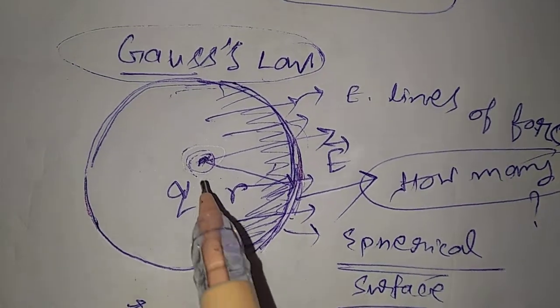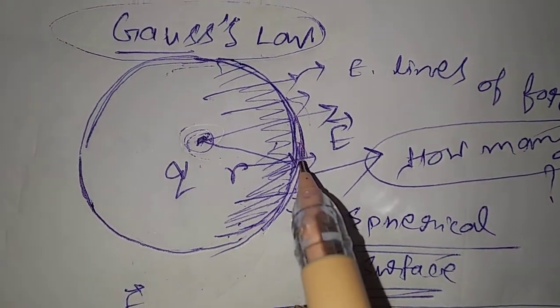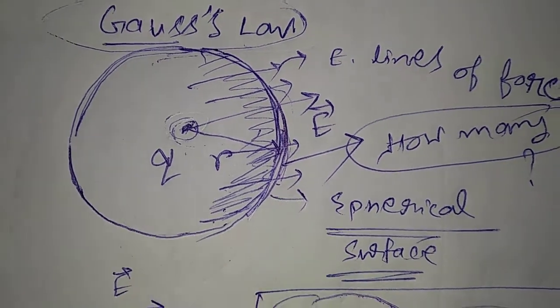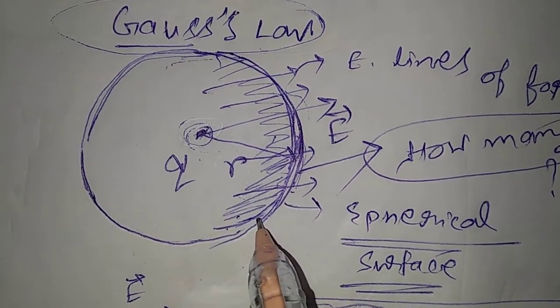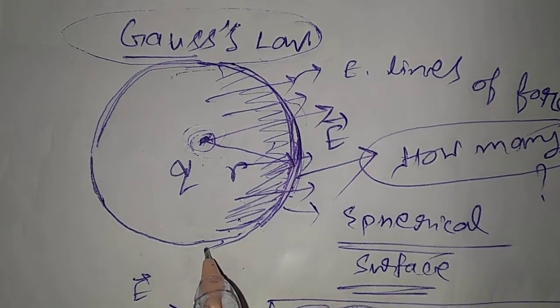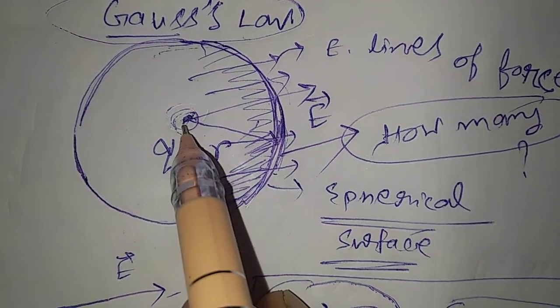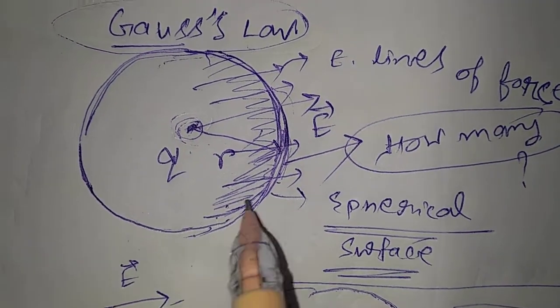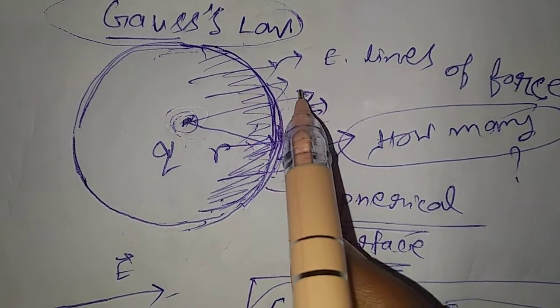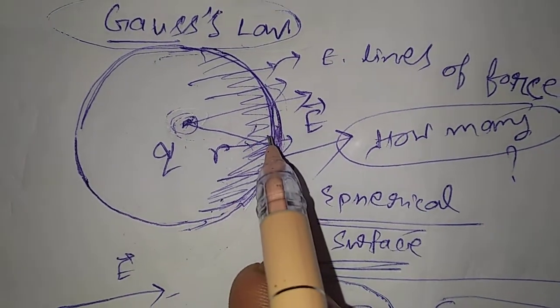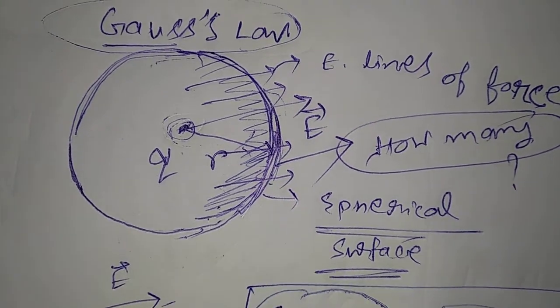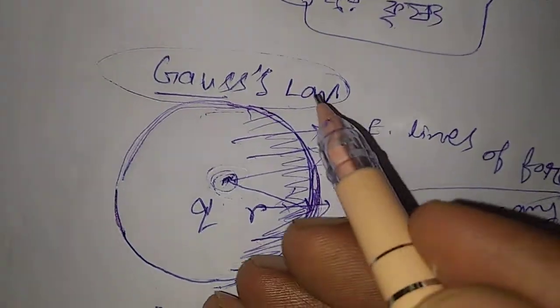So if we consider a point charge q at any spherical surface, then how many electric lines of force will pass through this surface? How will we calculate that?